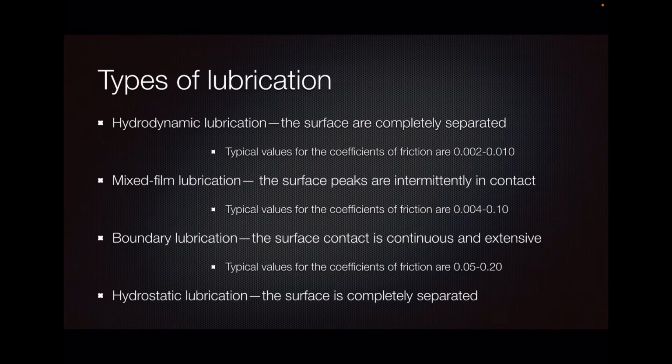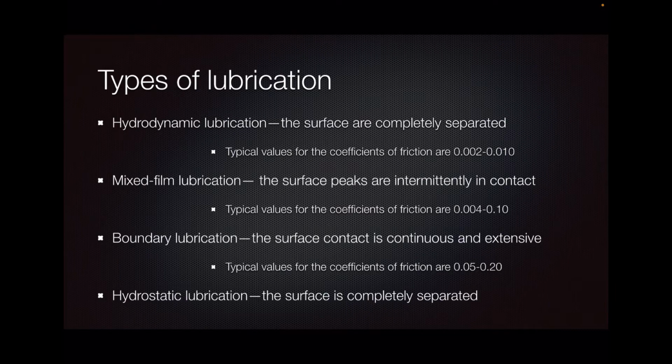The next one is mixed film lubrication. The surface peaks are intermittently in contact. With proper design, surface wear can be mild. Coefficient of friction ranges from 0.004 to 0.01. The third one is boundary lubrication. In boundary lubrication, surface contact is continuous and extensive, but the lubricant reduces friction and wear. Typical values of f are 0.05 to 0.2. Besides those three basic cases, there's one special one called hydrostatic lubrication.